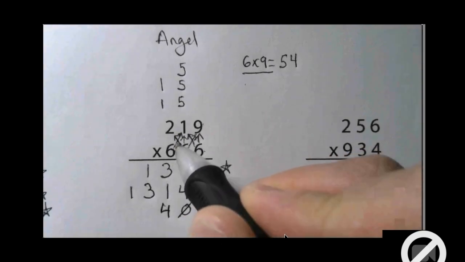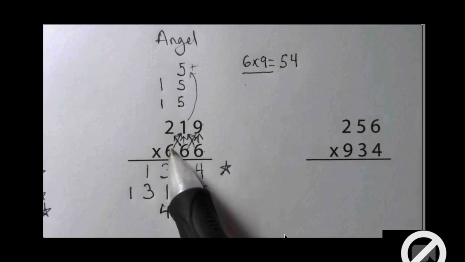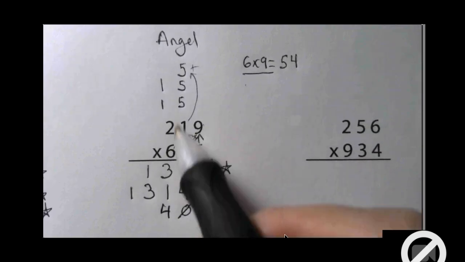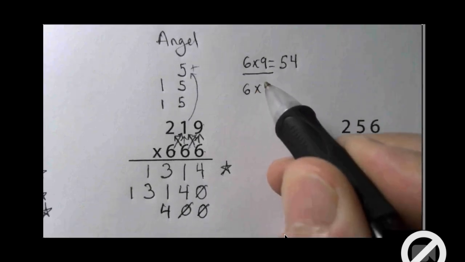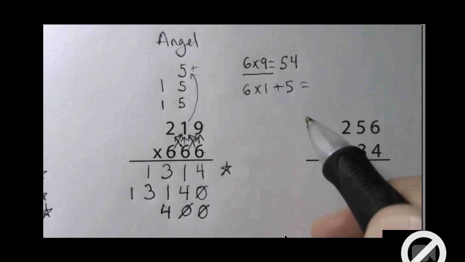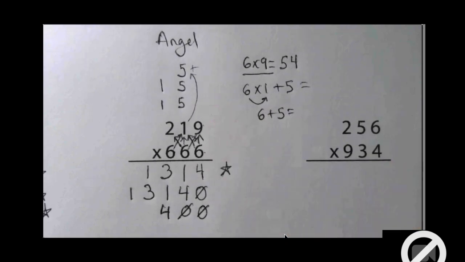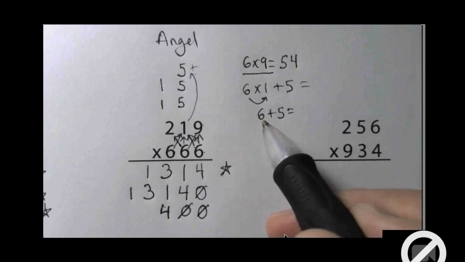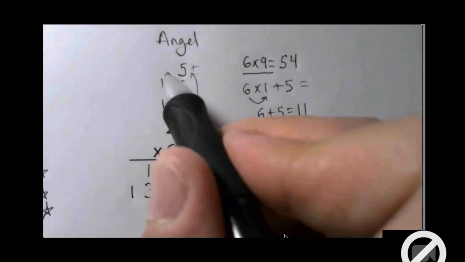Okay, so it's up the arrow. So 6 times 1 is 6, and then plus 5. Did I lose you? So 6 times 9 is 54. You carry the 5. So 6 times 1 is 6, plus 5. Okay, 6 times 1 is 6. 6 plus 5. What is it, Angel? 13. Okay, can you calculate again? 11. Yes, sir. 11. Thank you for correcting. All right, so then you write the 1, and then you carry the 1.